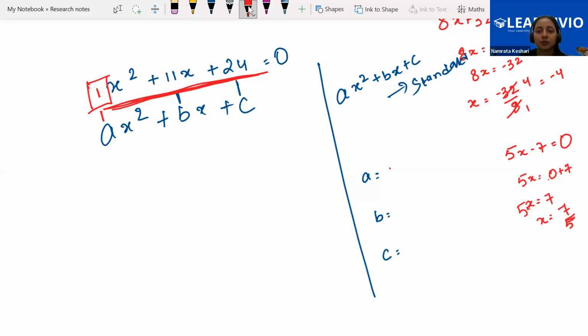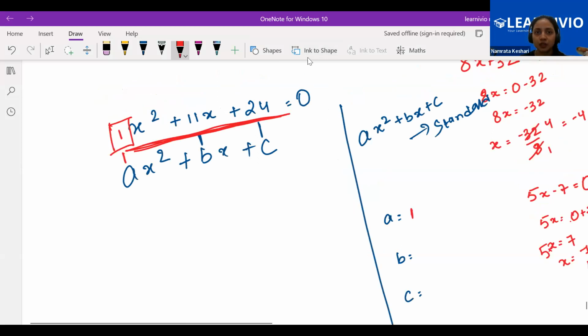Yes, ma'am. What is B? Yes, Junaid, what is B? Yes, Gungun, what is B? Ma'am, it's 11. Okay, it's 11. And what is C? 24. Perfect. Okay, B is 11, C is 24. We just have to do the comparison with the standard format, and we will say what is A, what is B, and what is C.